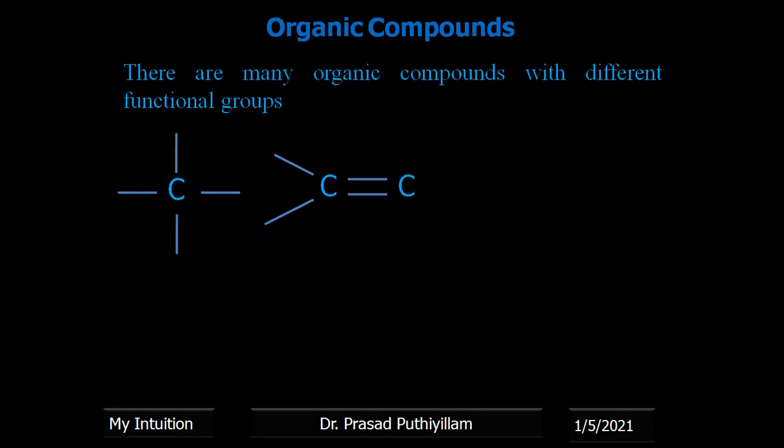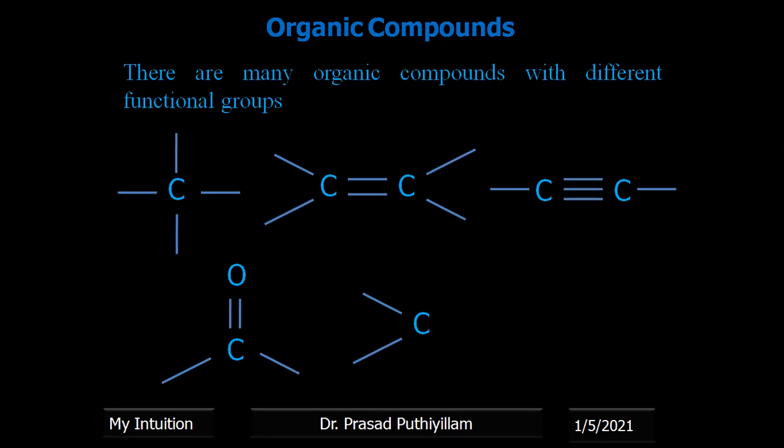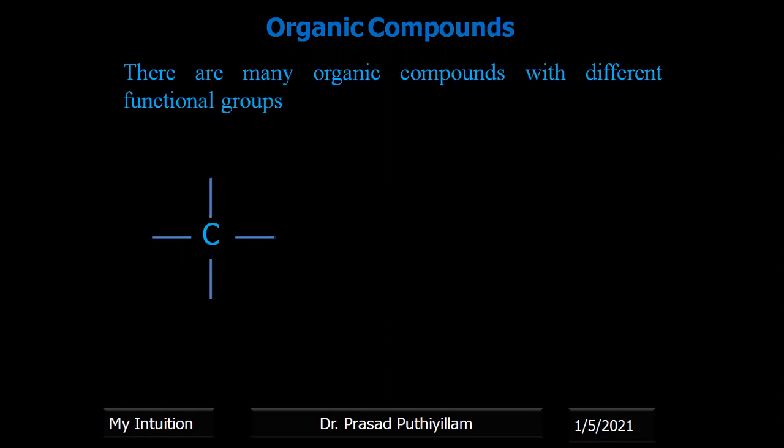Carbon can also form double bonded molecule, we call it as alkenes. It can also form triple bond with the carbon, we call them as alkynes. It can also form double bond with oxygen or double bond with other atoms like nitrogen. So these properties make a large number of organic compounds. For example, if I fill all this tetravalency with hydrogen, we call it as methane.